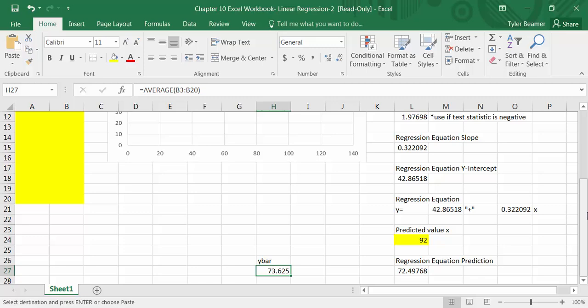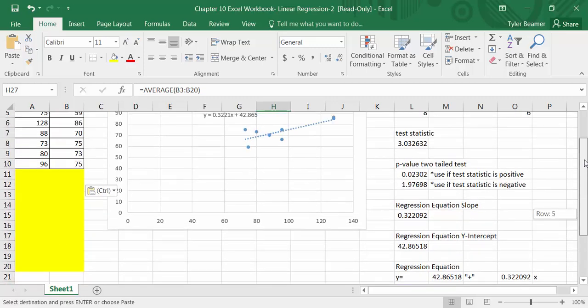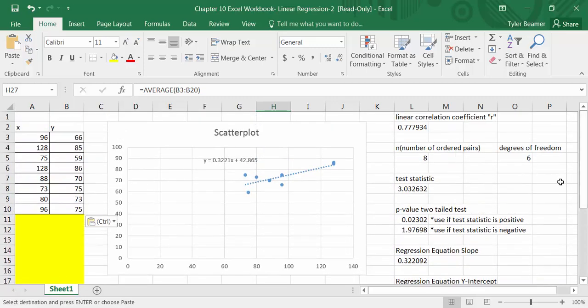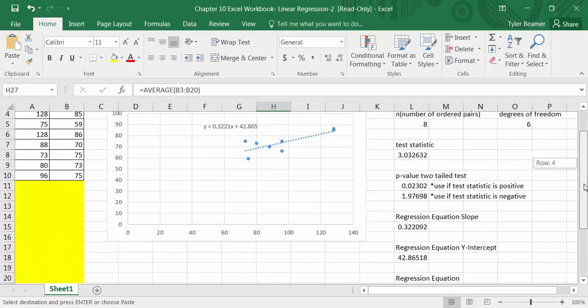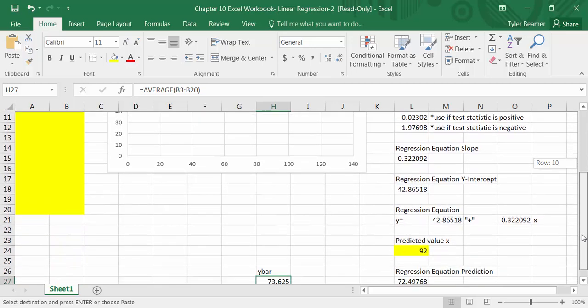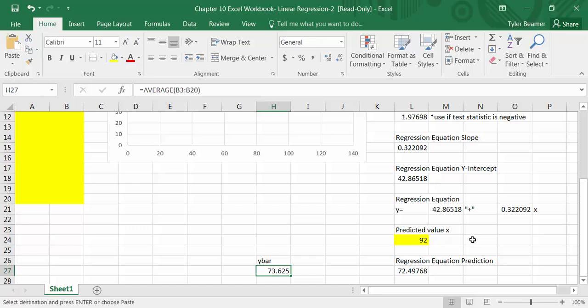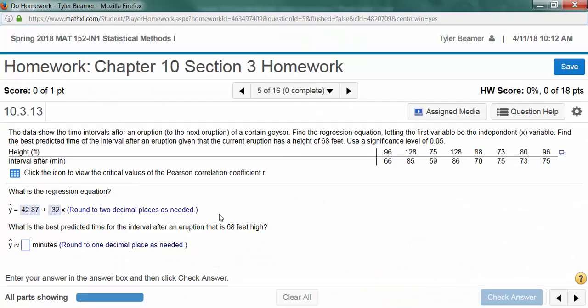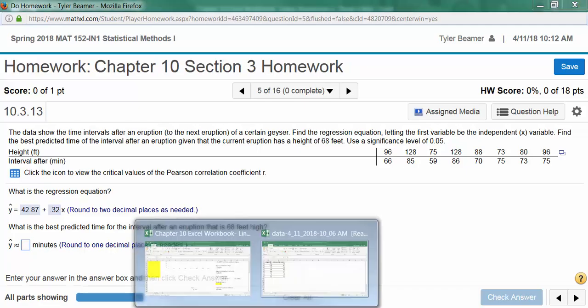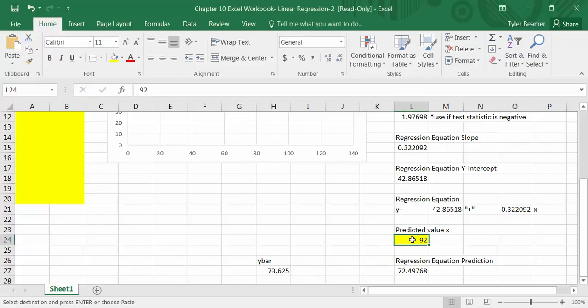So in this case, since p-value is less than alpha, right, we rejected the null in the hypothesis test, which is all about what you did in section 2, right? Then we could use the regression equation as a predictor. So then you would want to put the value that you are predicting for x, and so in this case we are predicting a height of 68 feet. So I would want to change this from 92 to 68.